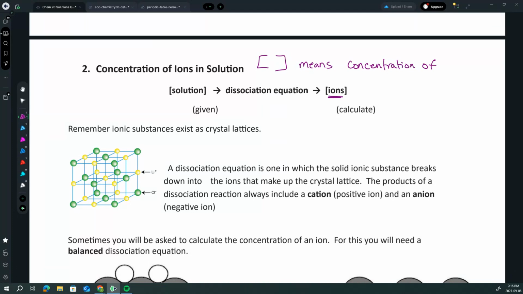Okay, so a dissociation equation is one in which the solid ionic substance breaks down into the ions that make up the crystal lattice. The products of a dissociation reaction always include a cation, which is a positive ion, and an anion, which is the negative ion. So that's pretty important to know. A dissociation equation and a dissociation reaction refer to the same thing here.